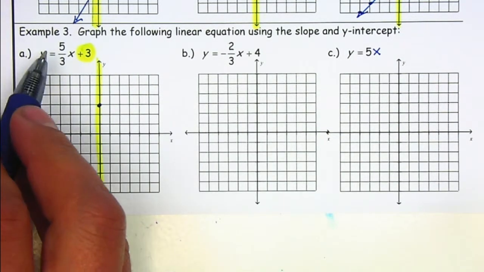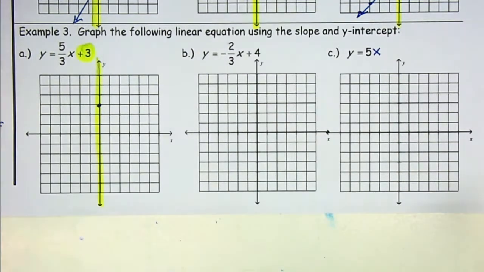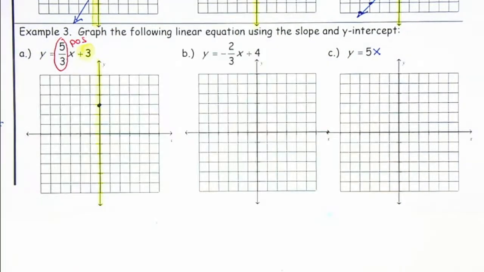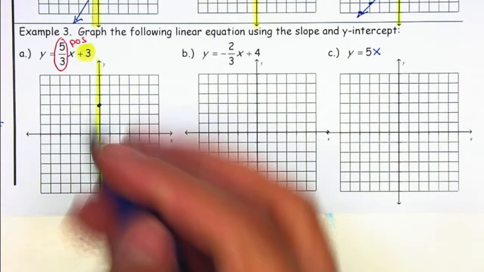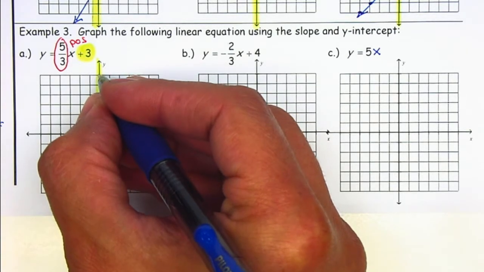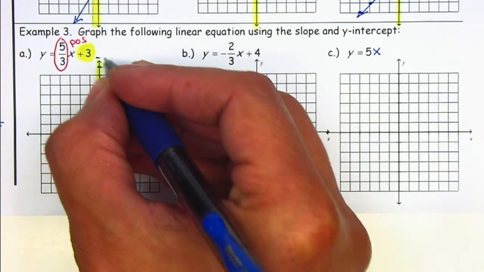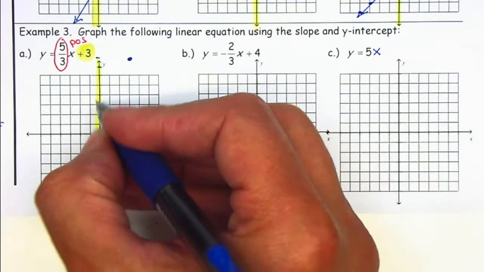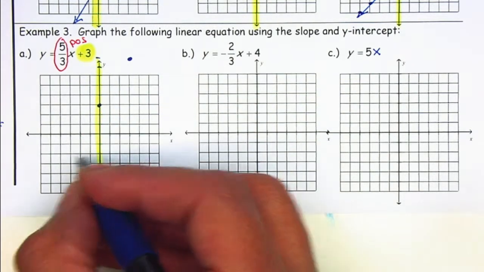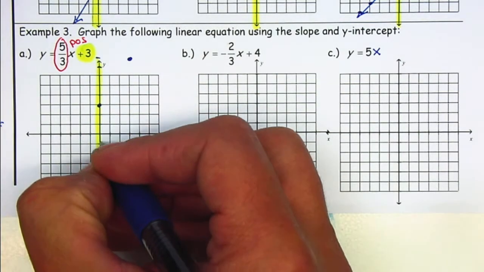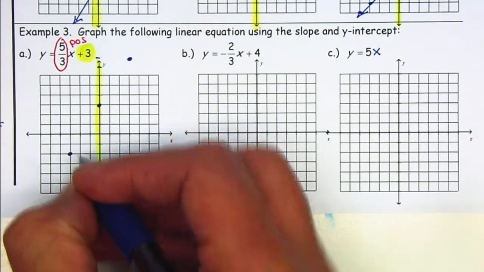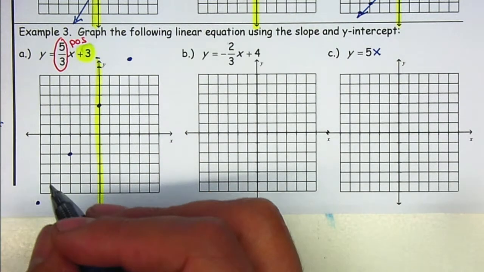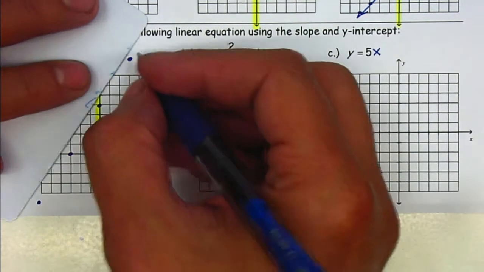My slope is positive, so I'm going to go up and to the right. So let me circle it. It's positive. So I'm going to go up 5 and to the right 3. 1, 2, 3. There's no more space, so I'm just going to make them up. 4, 5, and to the right 1, 2, 3. Or I can do the opposite. Instead of up and to the right, I can go down and to the left. Now I can go and draw a full line.